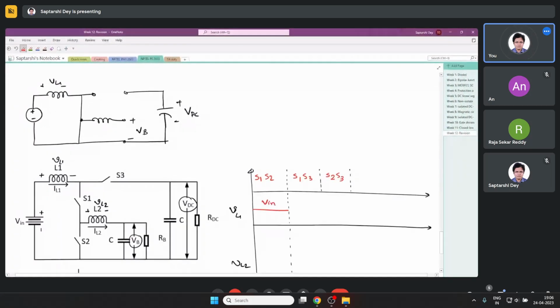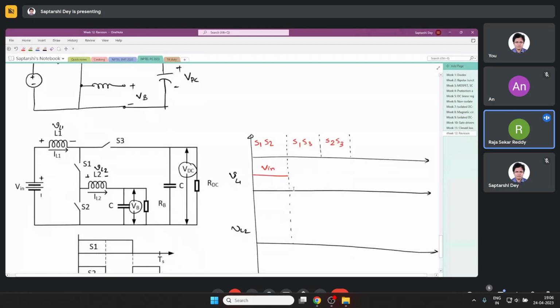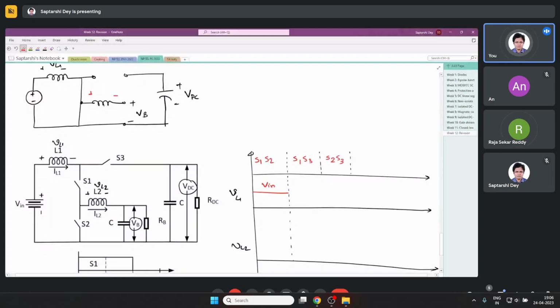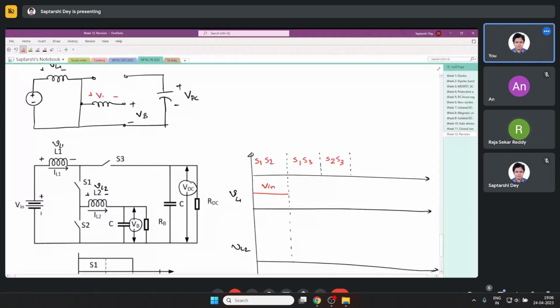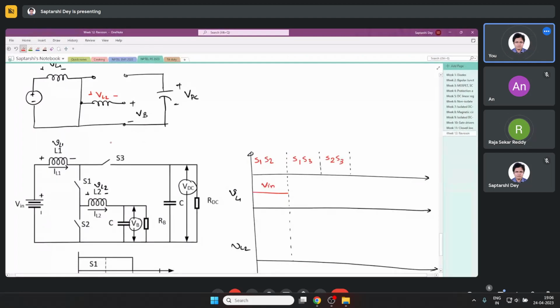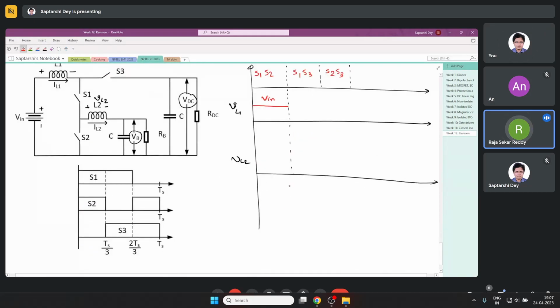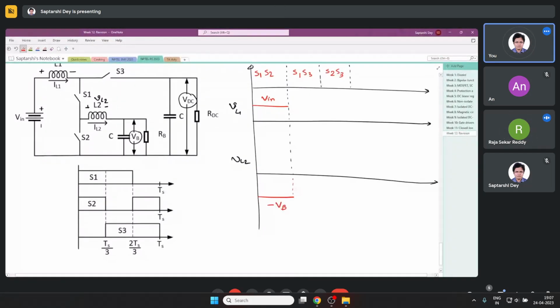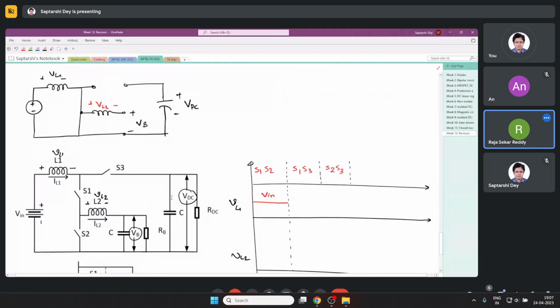This is V in. And what about VL2? VL2 was like this. So VL2 is minus VB. Yes, so minus VB. Okay. Now comes the next part.